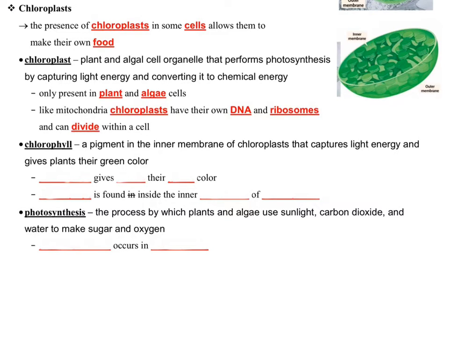Now, the reason that chloroplasts work is because they contain a pigment called chlorophyll. Pigment is a term that is given to molecules that have a particular color to them. So chlorophyll is a pigment. It's on the inner membrane of the chloroplast, and it is the molecule that captures light energy from sunlight that shines on the plant or the algae cell, and gives the plant or the algae their green color. So it is a green pigment. So chlorophyll gives plants their green color.